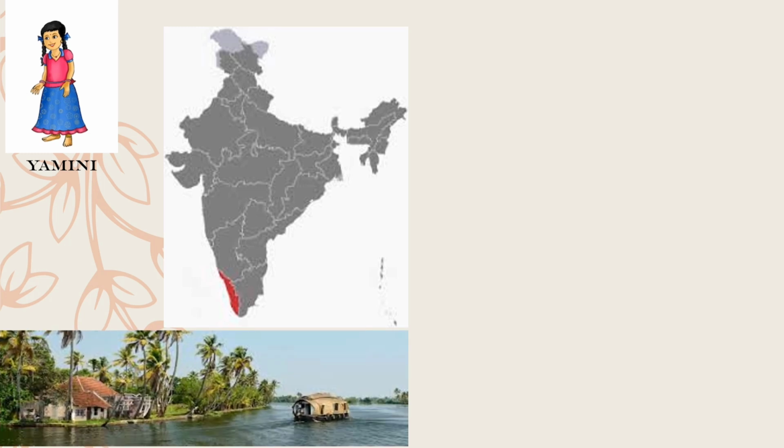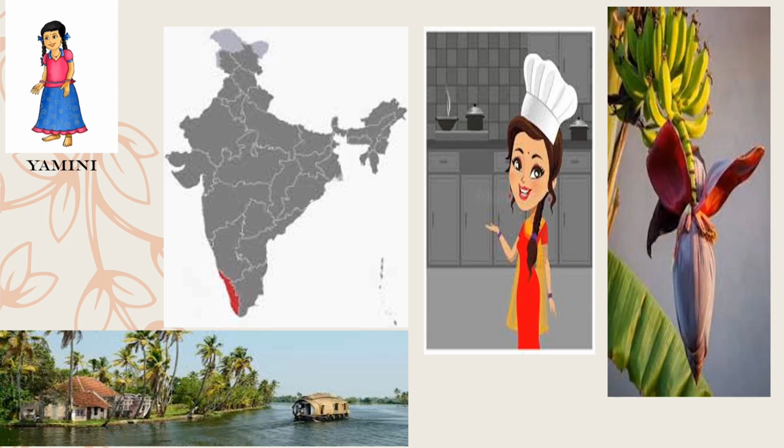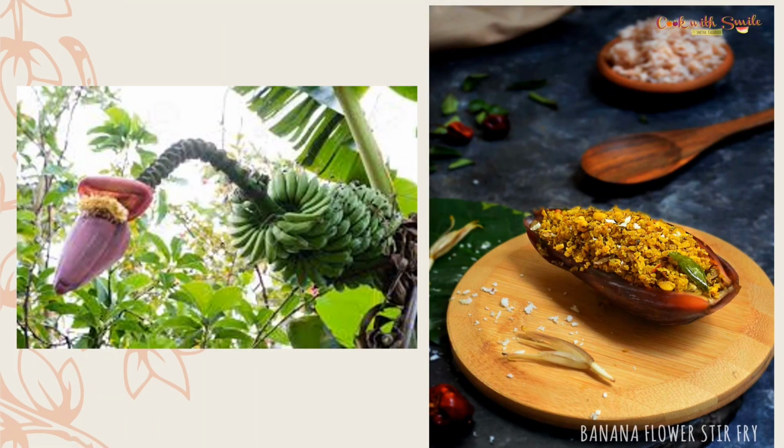Now let us move to Yamini. Yamini is from Kerala. Kerala lies to the south of India, as can be seen in the map of India, which is marked in red color. Yamini wants her mother to cook her a favorite vegetable made of banana flower. Children, in the last picture we can see the banana flower. Banana flower is edible, which means we can eat banana flower. Here we can see a dish which is made out of banana flower, which is very famous in Kerala.